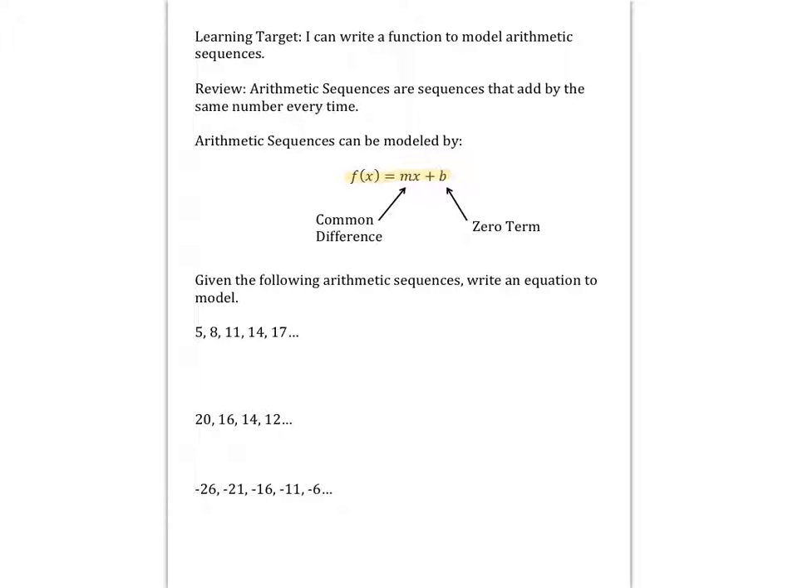M represents the common difference, so what that sequence is either going up or going down by. B is known as the zero term. So if we were actually graphing an equation in y equals mx plus b or f of x equals mx plus b form, that would be the y-intercept. Here though, it's known as the zero term. In our last lesson, when we were solving for the zero term working backwards, that's what we'll find here, the zero term again.